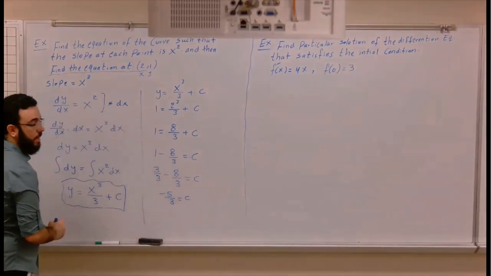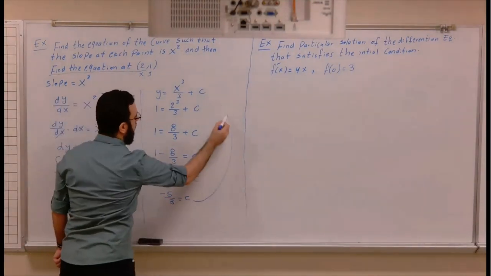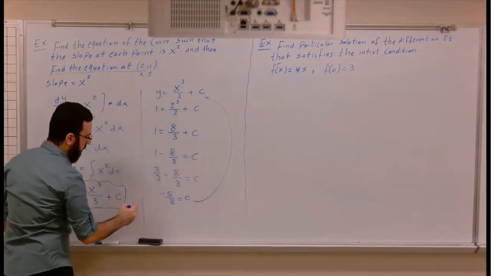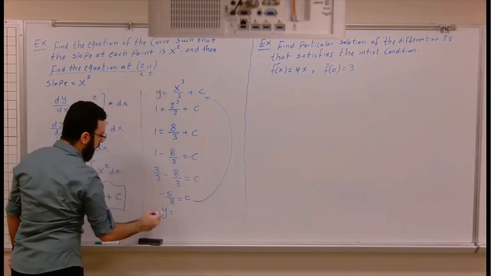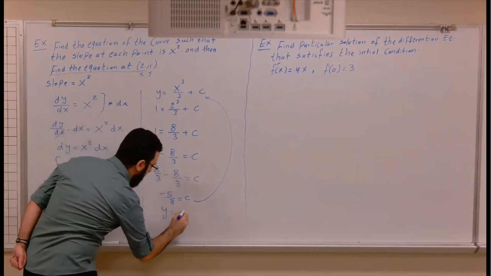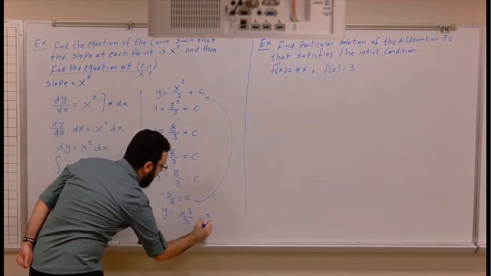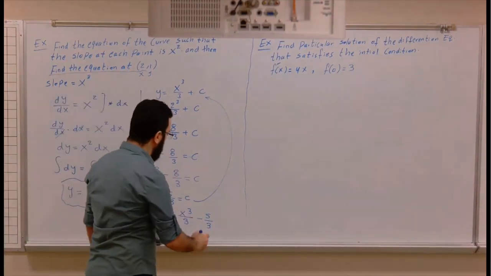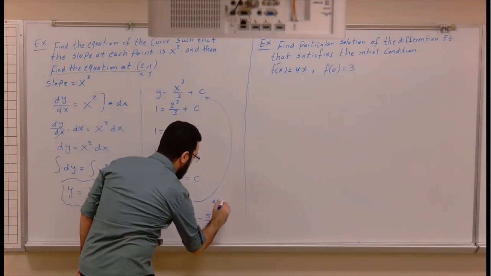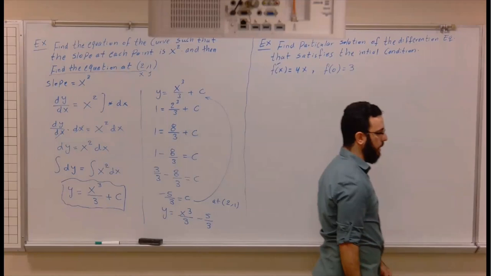So here is the constant c. We just go back and plug in c here. That means the function at the point (2, 1) is y equals x cubed over 3 minus 5 over 3. This one is going to be the equation.